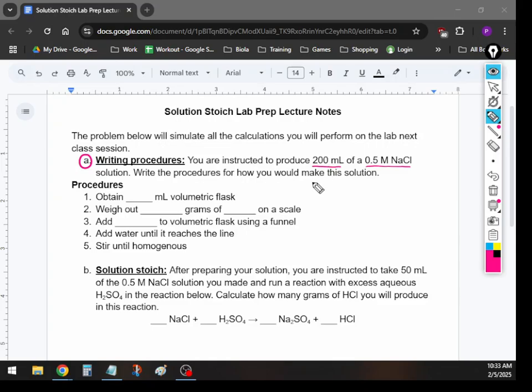So first thing that we want to do, step one, if you guys remember, is we want to convert 200 milliliters into liters. And that's pretty simple to do. All we have to do is divide by 1,000 and get 0.2.